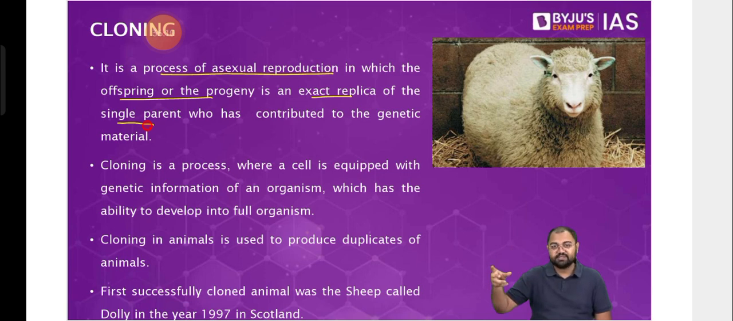So this is an example of asexual reproduction, because the birth of the offspring happened from one single parent. The same happens in cloning as well. In cloning also there is one single parent, and from that single parent itself, the process of reproduction is carried on. Now, cloning as a process is a very difficult process. It's a very complex and a very unstable process.